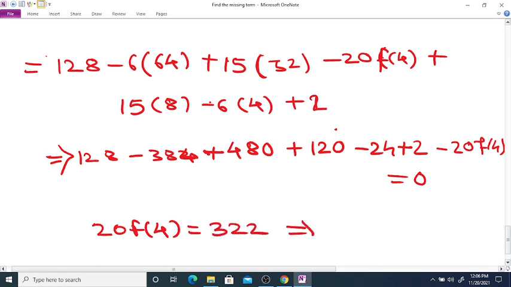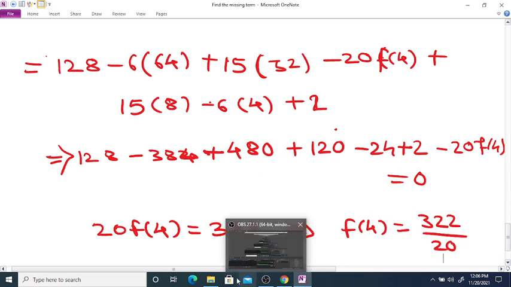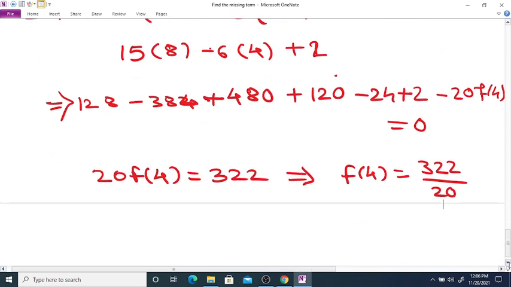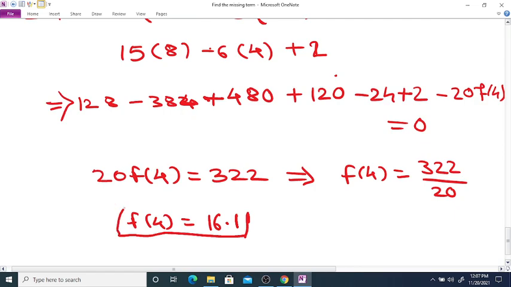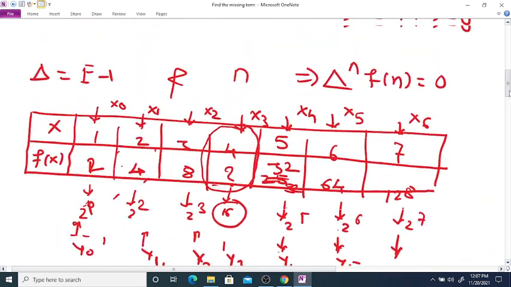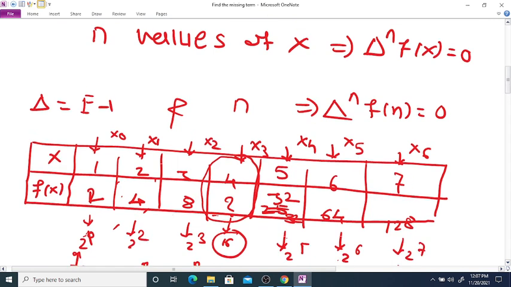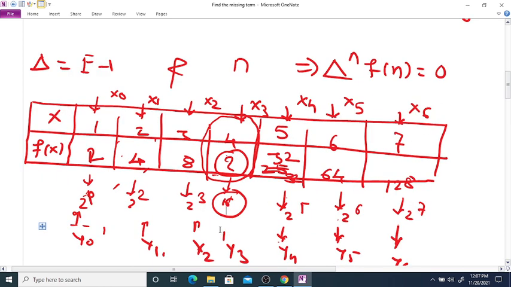If you simplify this, then f of 4 is equal to 322 divided by 20, and we get f of 4 is equal to 16.1. So this is an approximate solution by using interpolation, 16.1. If we apply the logic pattern, the value should be 16, but since we use numerical techniques, the answer is 16.1. Thank you.